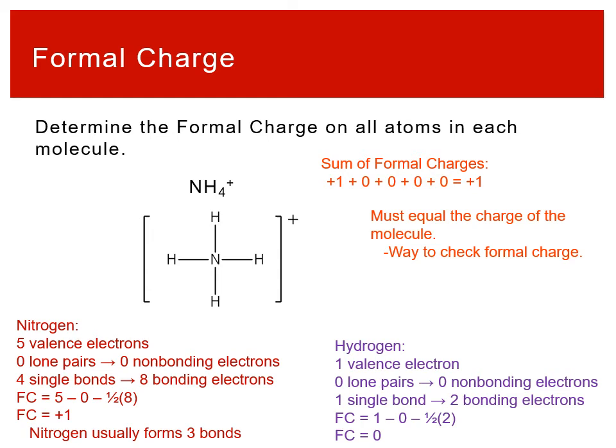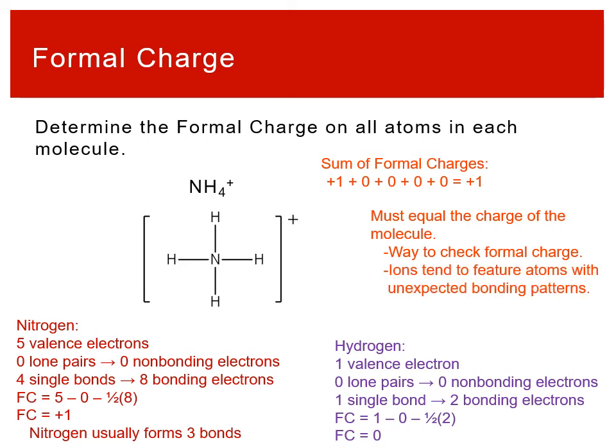We've gotten 0 on our 2 previous examples, and they were neutral. We've got 0 on everything. You add all those up, you get 0, corresponding to a neutral molecule. So you can always check your formal charges. You can add them up and make sure they match the charge of the overall molecule. So that's a practical tip.